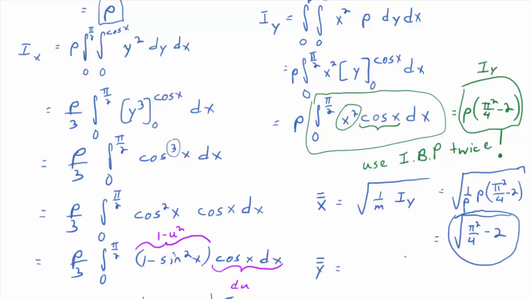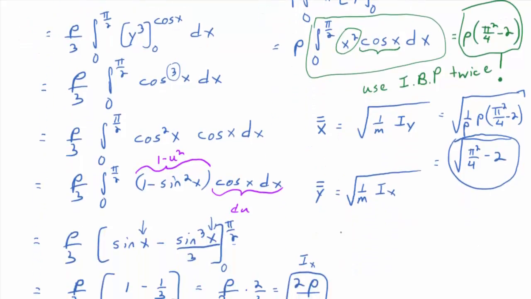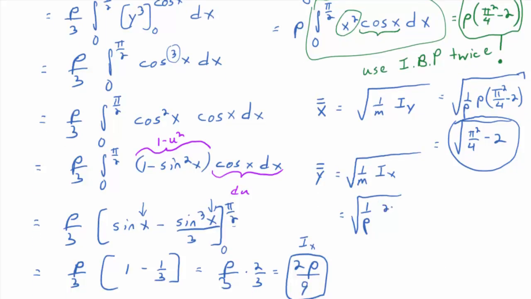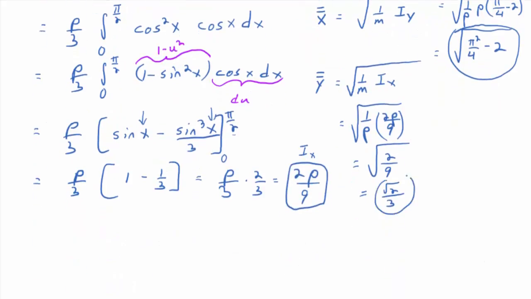y double bar is going to be equal to the square root of 1 over m times I sub x. Well, that's just 1 over rho times, well, I sub x was 2 rho divided by 9. So 2 rho divided by 9. And of course you get square root of 2/9, which is equal to the square root of 2 over just 3. So there you go. That's y double bar.